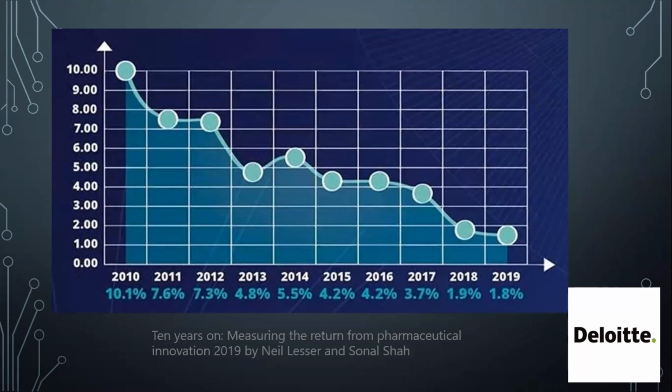Another problem in the way pharmaceuticals have been developed in the past, and even in recent days, is that the overall return on development is going down, and this is over just a 10-year period. You see that in 2010 the basic return was about 10%. Now it's down to 1.8, and this trend is continuing to the point that we're running into a problem in the pharmaceutical industry where it's not going to be profitable to make a drug.